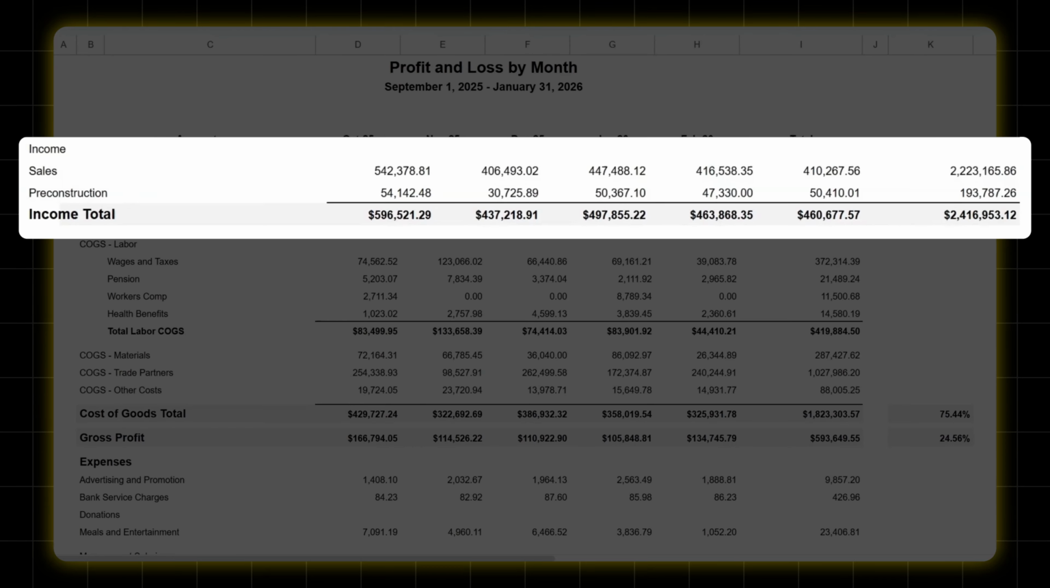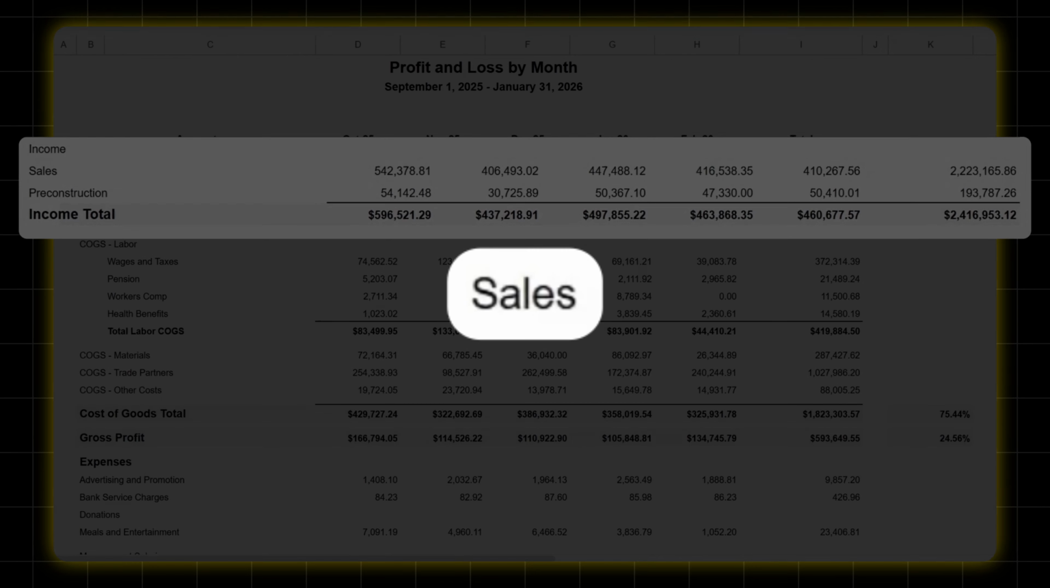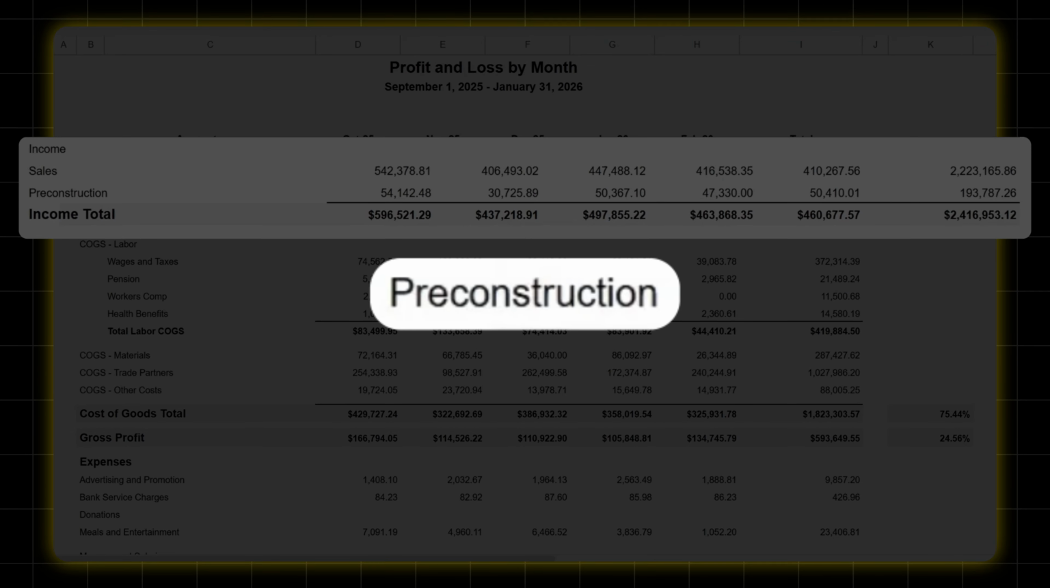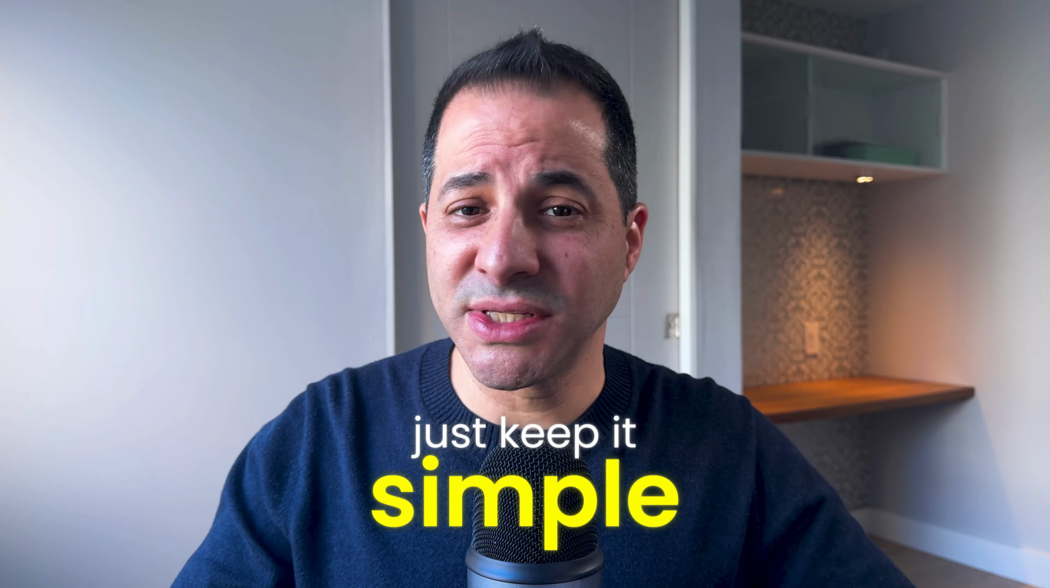This is the top of the P&L and it's the simplest section to get right. Income is everything coming into your business based on construction activity. And for most builders, that's just one account, sales. That said, if you offer pre-construction or any other distinct services, then you can have a second or possibly even a third income account. But just keep it simple. The mistake I see builders make is overcomplicating this section when all that really matters is the total.